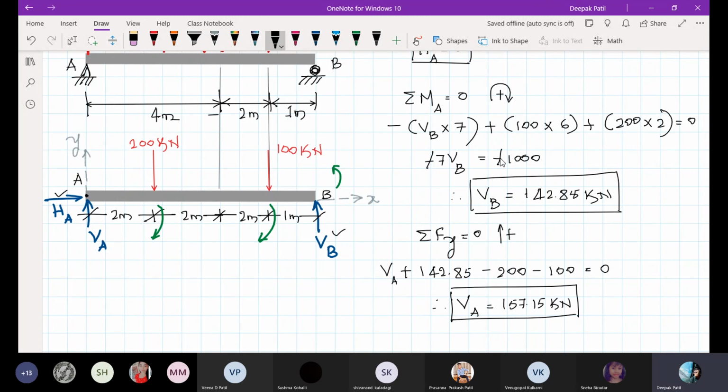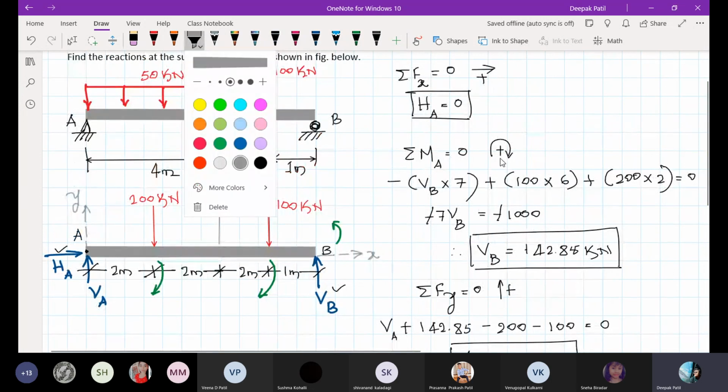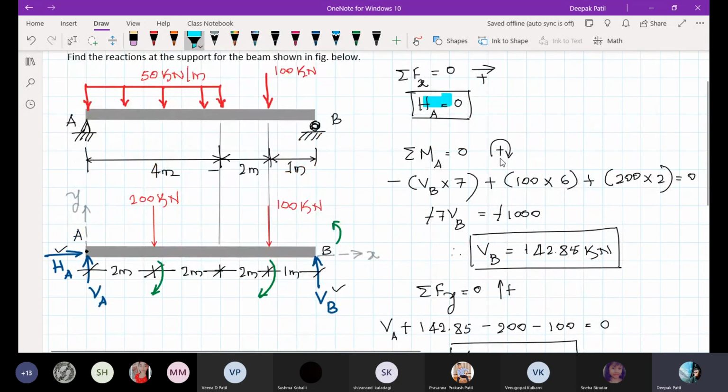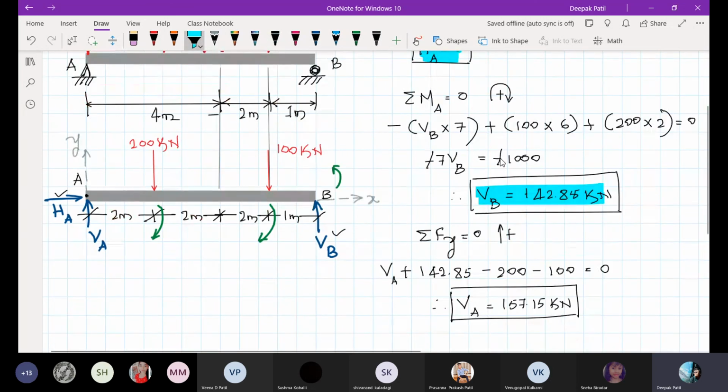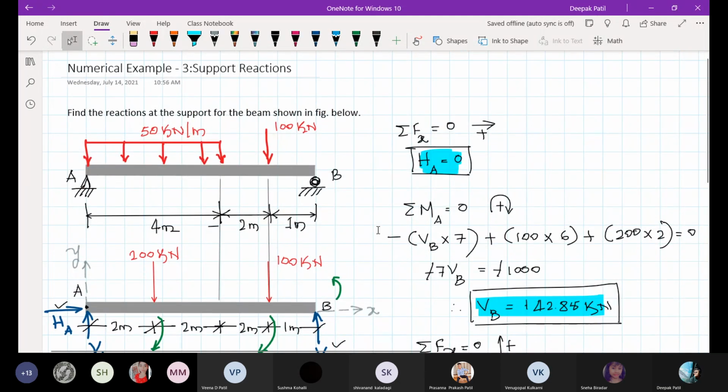So this is how, students, you can find the support reactions. I found this support reaction HA, I found this VB as a support reaction, and I also found VA as the support reaction. Are you clear, students, with this numerical example? Any doubts?